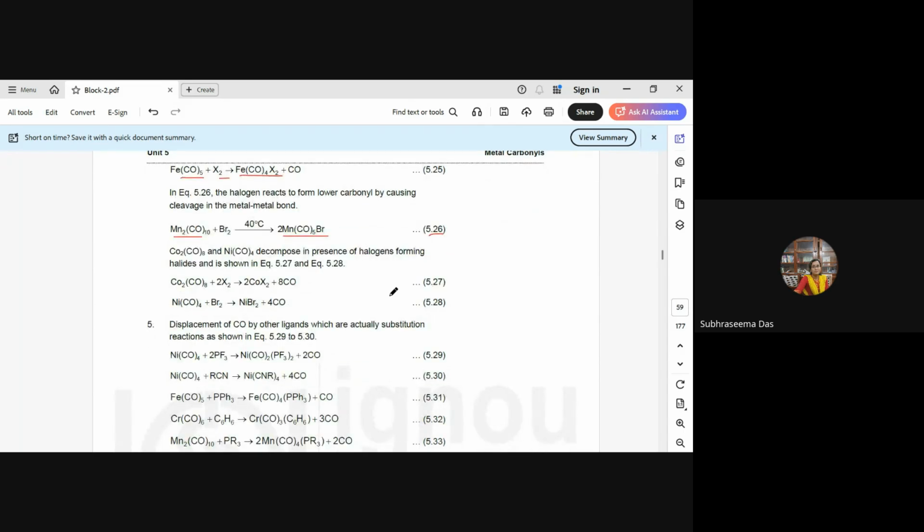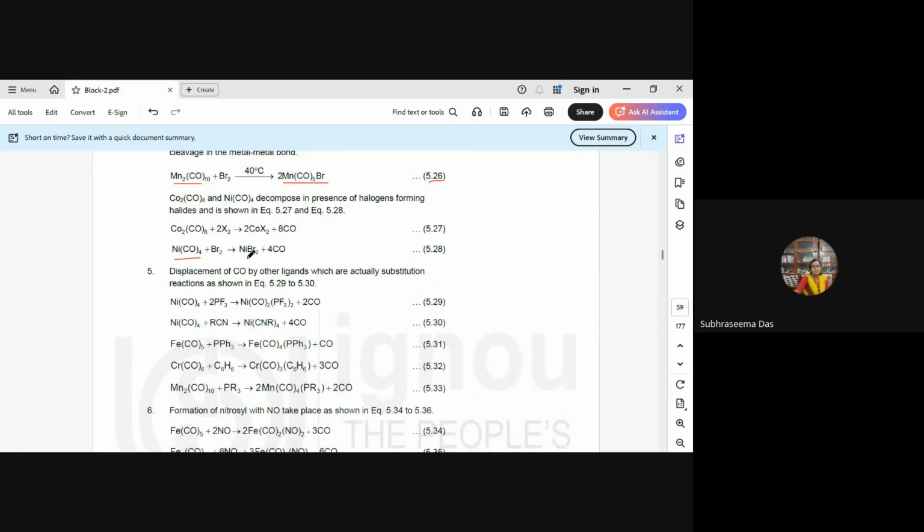Similarly, Co2(CO)8 and nickel tetracarbonyl decompose in the presence of halogens. That is, tetracarbonyl nickel, Ni(CO)4, reacts with bromine to give the nickel halide NiBr2 plus 4CO. Similarly, Co2(CO)8, when it reacts with any halogen, forms the corresponding cobalt halide and CO is released. That is, when nickel and cobalt carbonyls are treated with halogens, the carbonyl compounds undergo decomposition and the CO group is released.